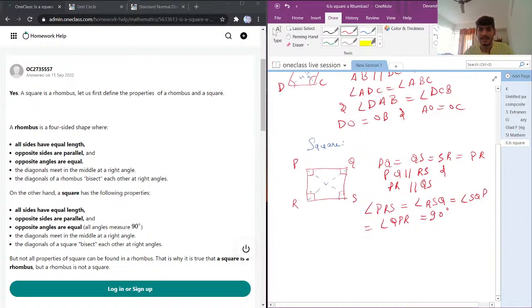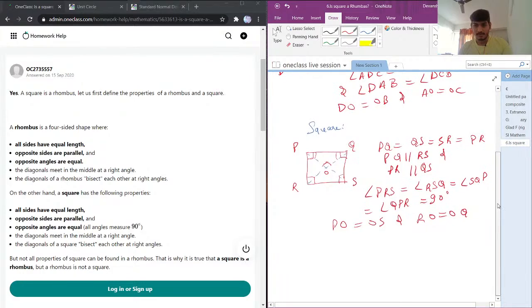And again, in a square also, the diagonals bisect each other. I'll just write this point as O. So in the square, the diagonals bisect each other at 90 degrees. This makes a 90 degree angle, and with basic maths we can tell that this angle is 45 degrees. This angle is 45, this angle is 45, and this is 90, so this is a right angle triangle. Diagonals bisect each other, so PO equals OS and RO equals OQ. These are pretty much all the properties of the square.